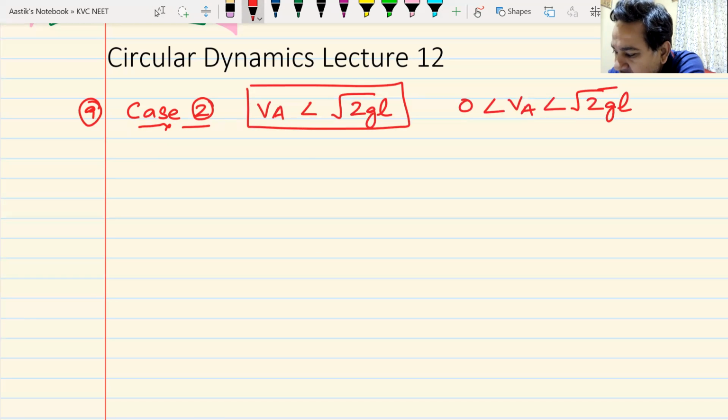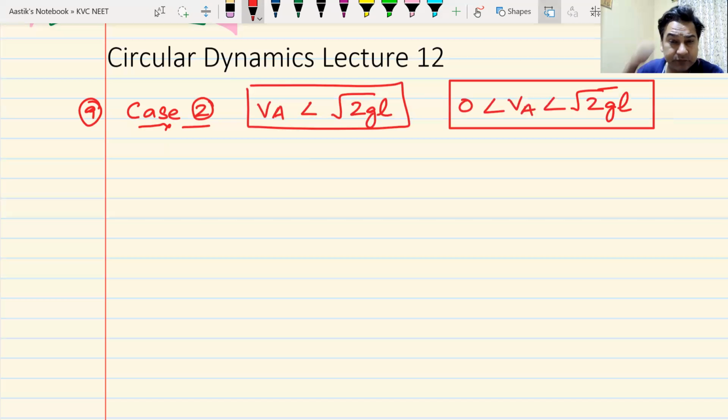So I'm going to give it a velocity which is not 0, which is not root 2GL. It would be somewhere in between. If the velocity is 0, nothing happens. It just keeps there, waiting for something to happen. So I'm going to give it some velocity, but it will be less than root of 2GL, because if it is equal to root of 2GL, that case is already done. So now it is less than root of 2GL.